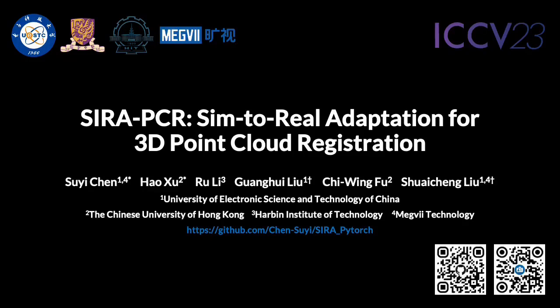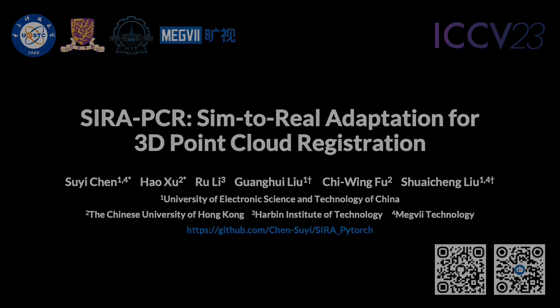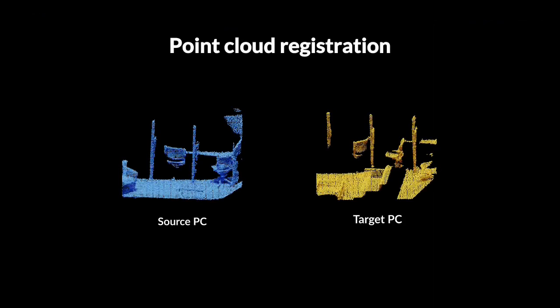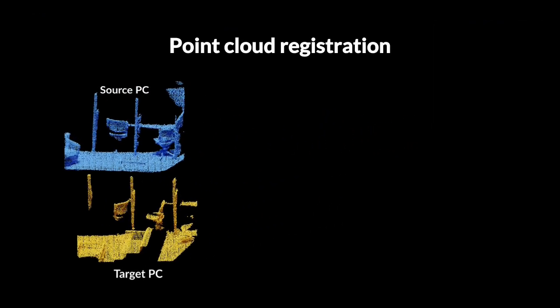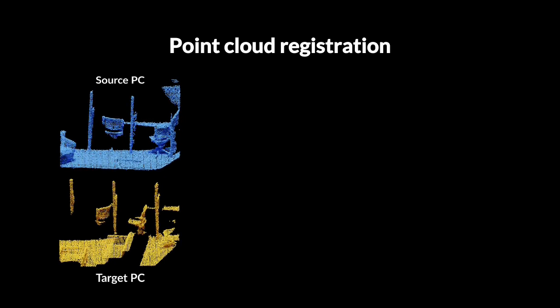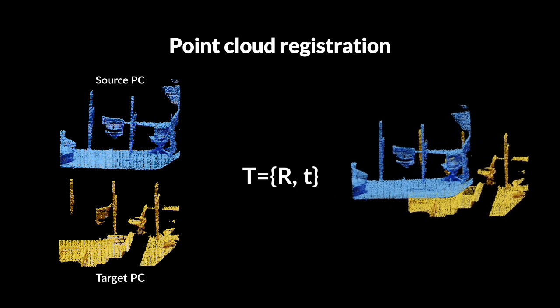In this video, we present SIRA-PCR, sim-to-real adaptation for 3D point cloud registration. Given a source point cloud and a target point cloud in arbitrary poses, the objective of point cloud registration is to attain the rotation and translation that align the source to the target.